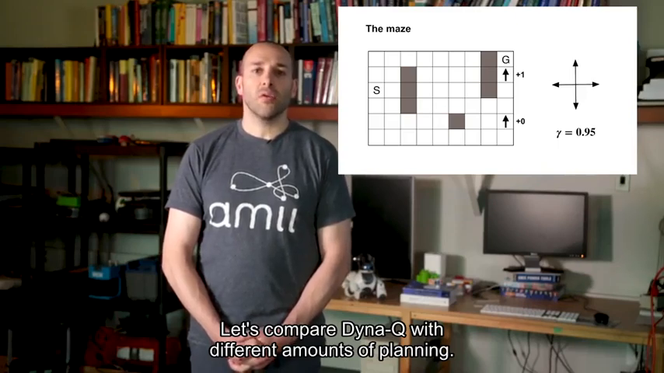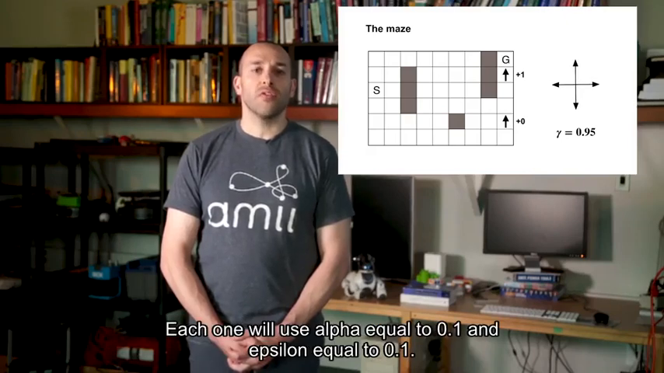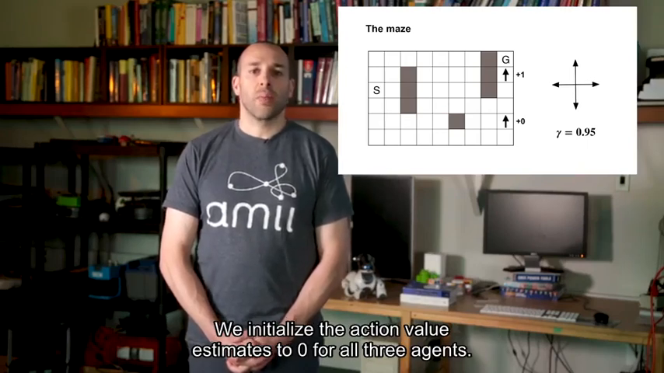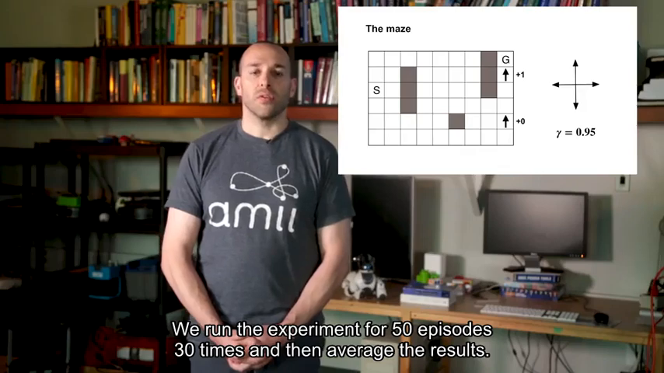Let's compare DynaQ with different amounts of planning. We will compare 3 agents. Each one will use alpha equal to 0.1 and epsilon equal to 0.1. We initialize the action value estimates to 0 for all 3 agents. We ran the experiment for 50 episodes, 30 times, and then averaged the results.